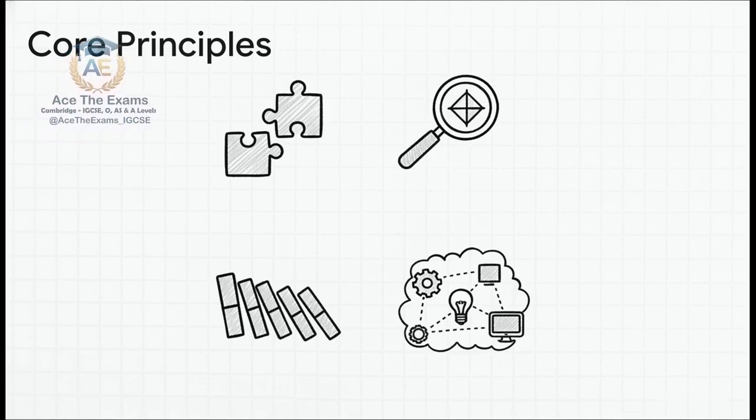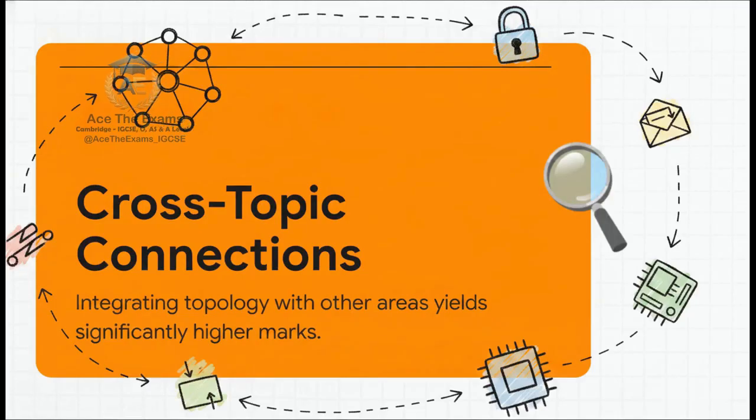See the difference? Third, causal relationships. Explain the why. For instance, how does the physical setup, where each node has its own cable to the hub, cause an advantage? Well, it means one broken cable won't crash the whole system. And this brilliantly illustrates our next major point, cross-topic connections.